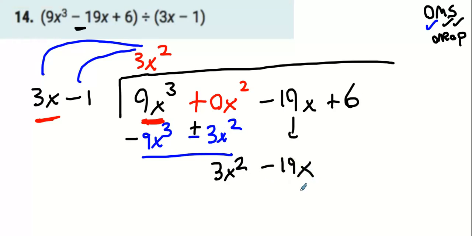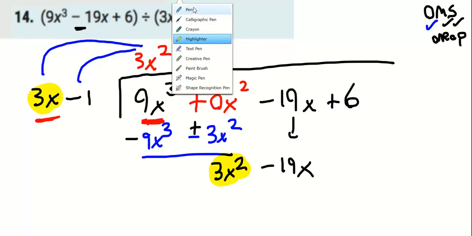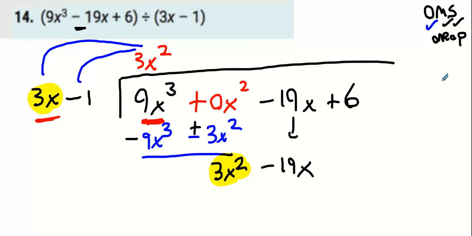Okay. OJ, you're up. Okay. You're going to divide your 3x squared by your 3x. Yes, it is. Well done. It's 3x squared divided by 3x. And as OJ rightfully said, it's going to be an x or 1x. All right. After you divide, what do you do? So I want you to multiply it for me now.